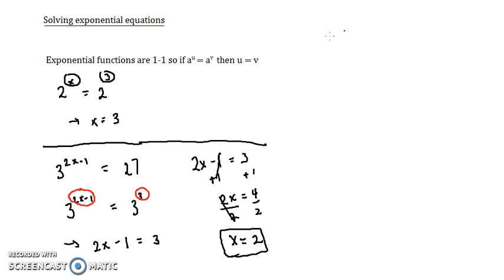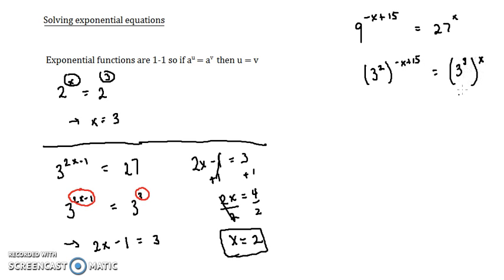Alright, let's try another one. Let's say we have 9 to the negative x plus 15 equals 27 to the x. And we want to know, can we get it into this form? Can we get the bases to match? Well, be careful here. 9 times 3 is 27, but we can't get these both to a base of 9. It has to be 9 to the something, not multiplied. The answer is yes if we use 3. So 9 is the same as 3 squared, and then we're going to raise it to the negative x plus 15. And 27 is the same as 3 cubed, and we're going to raise that to the x.